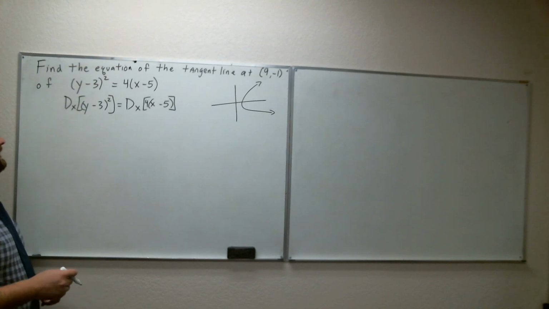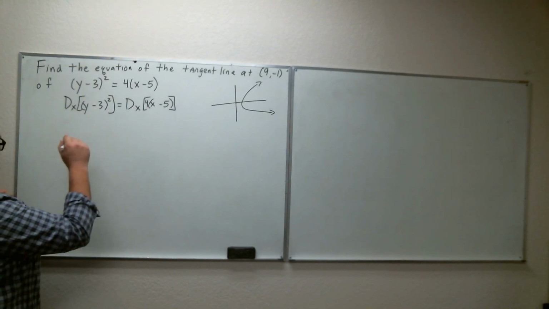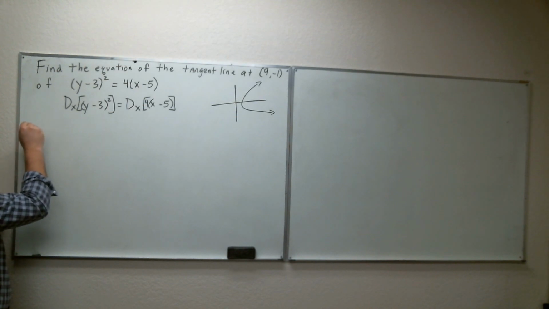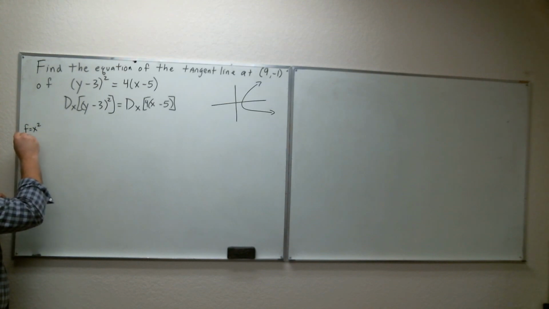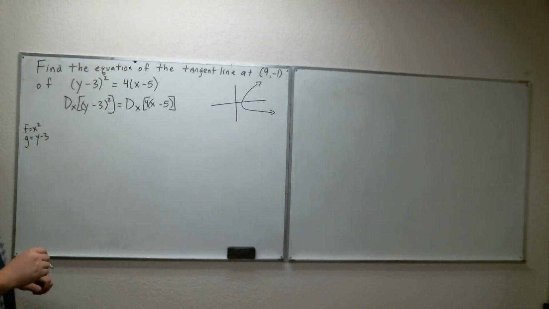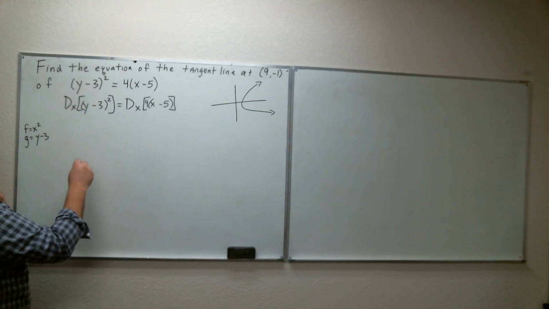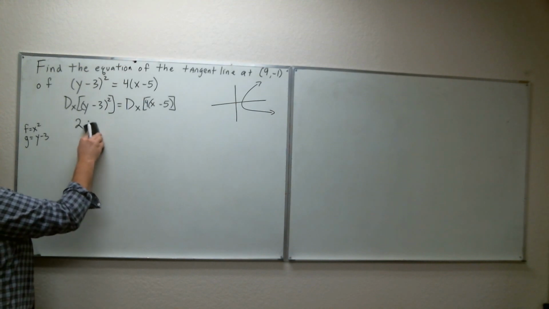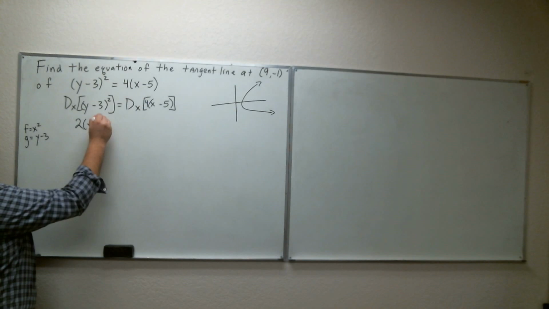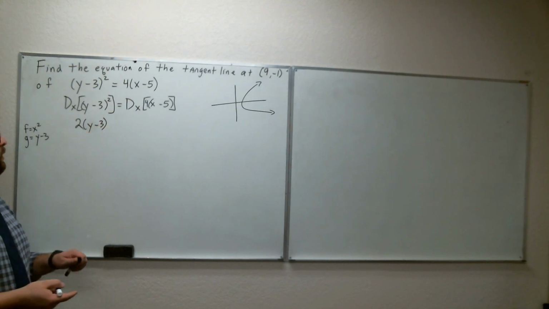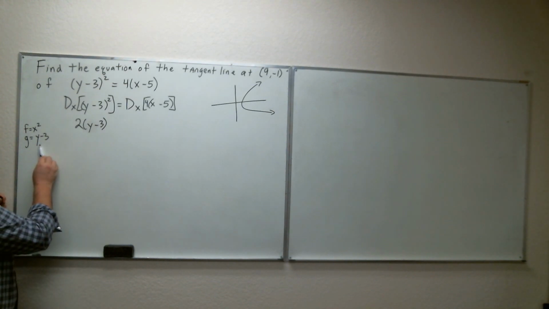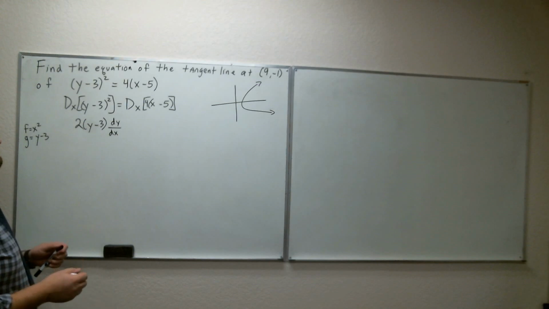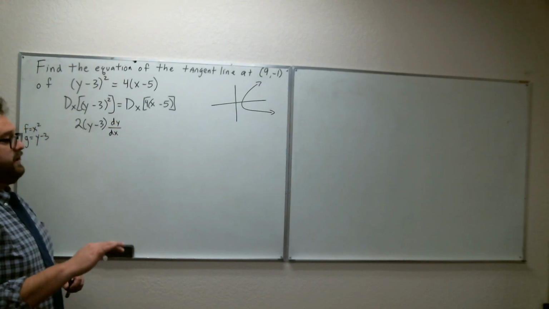Okay. Now, the left-hand side here, that is just a chain rule application. So the chain rule says take the derivative of the outside function. The outside function here, let's just say, is f equals x squared. The inside function g is y minus 3. So the chain rule says we take the derivative of the outside function, that results in 2x. But we evaluate 2x at our inside function, which is y minus 3. We then multiply by the derivative of our inside function. So what's the derivative of y minus 3? Well, it's just 1 dy dx. So dy dx.